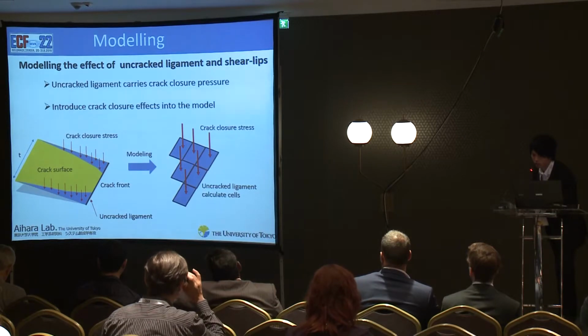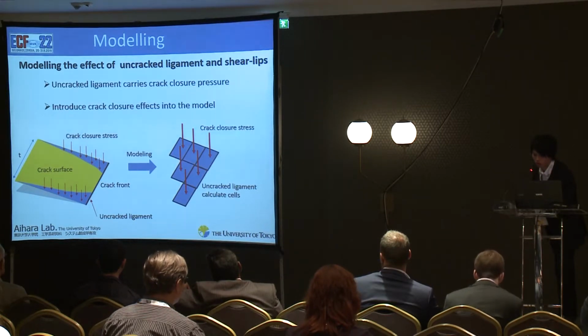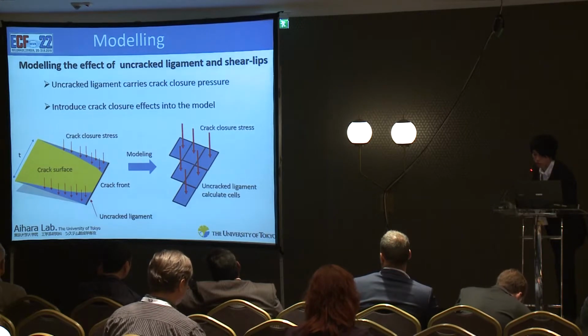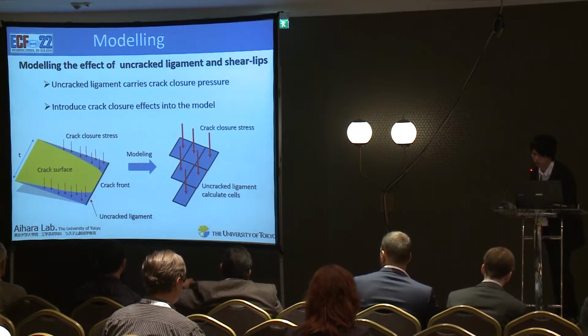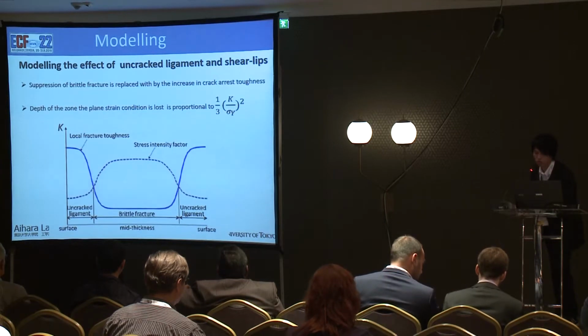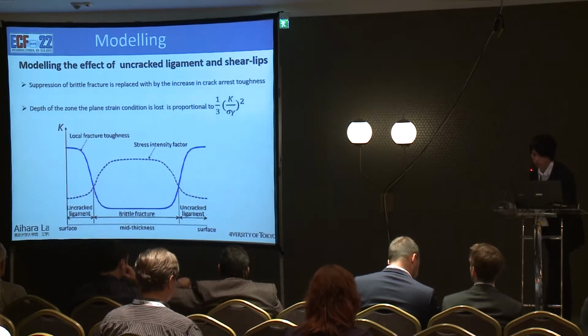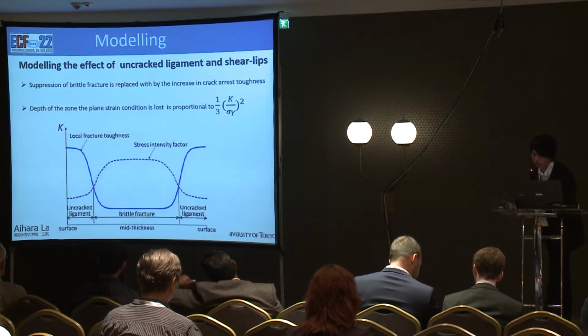Uncracked ligament carries crack closure pressure. The present study introduces crack closure effects into the model. Uncracked ligament splits into square cells and crack closure stress works on each cell. The amount of decreasing K value by each cell is summed finally. In the present model, suppression of brittle fracture is replaced with the increase in crack arrest toughness as shown in this graph. Thus, K value is distributed along the thickness direction.